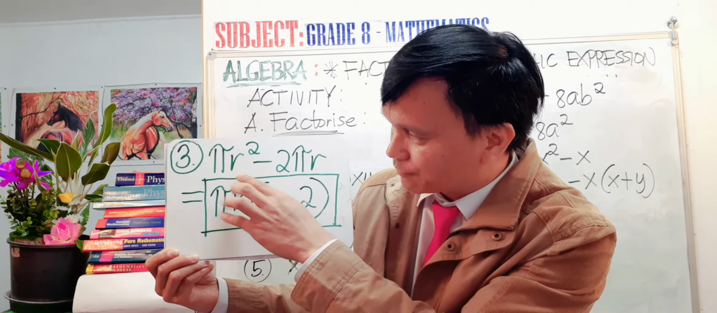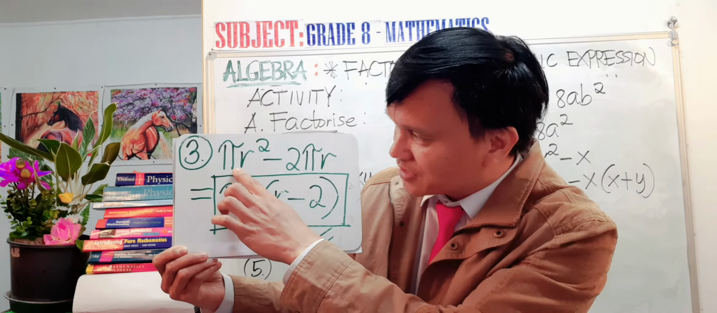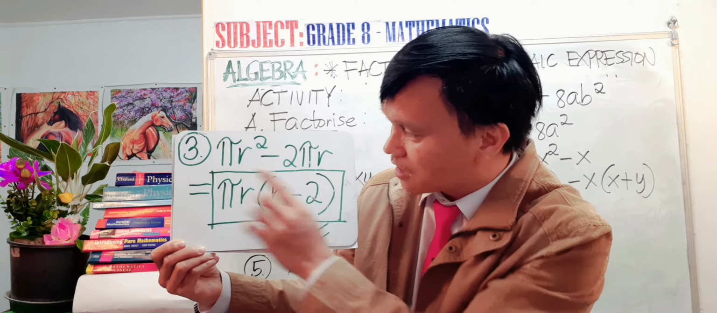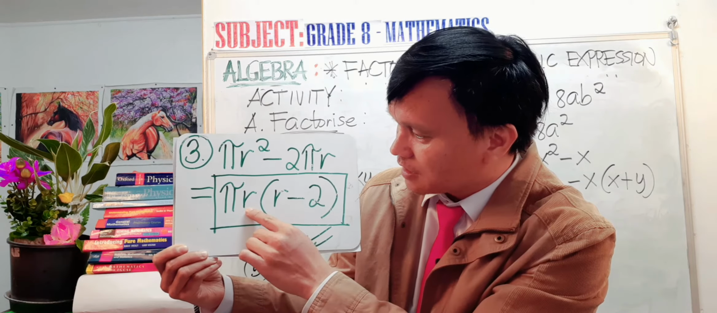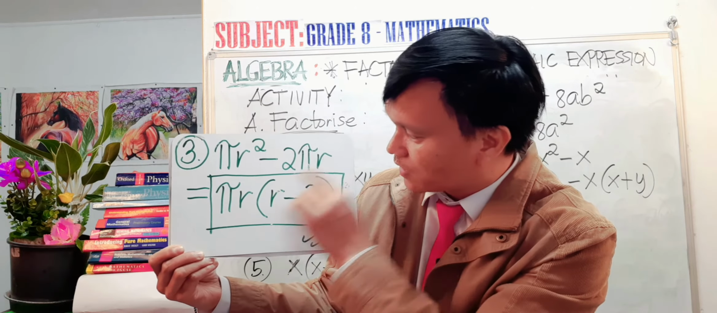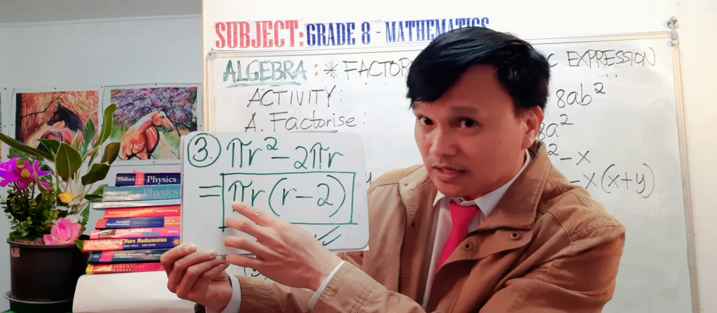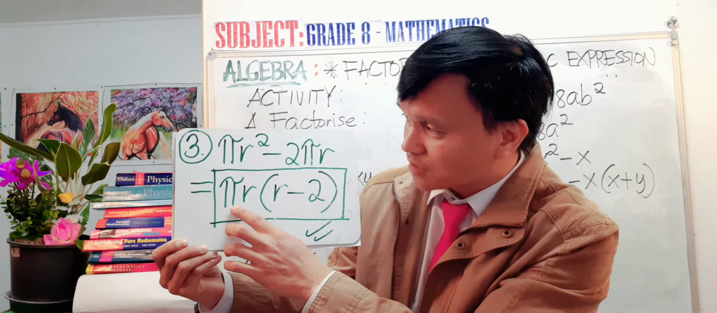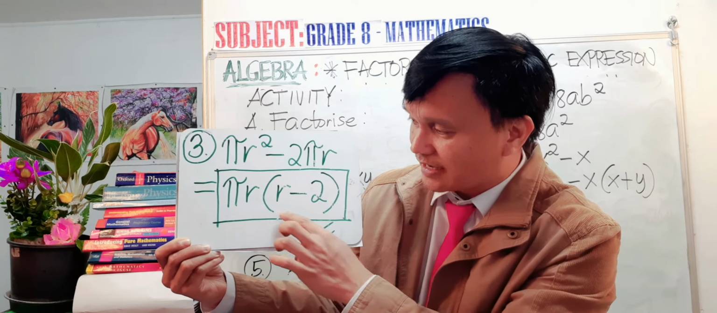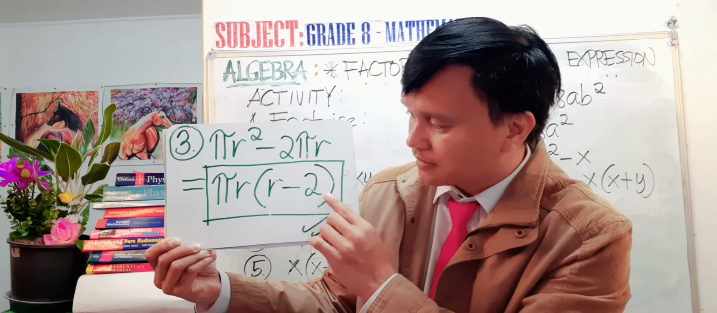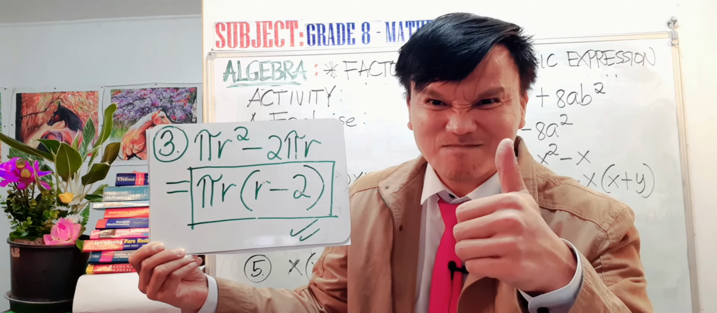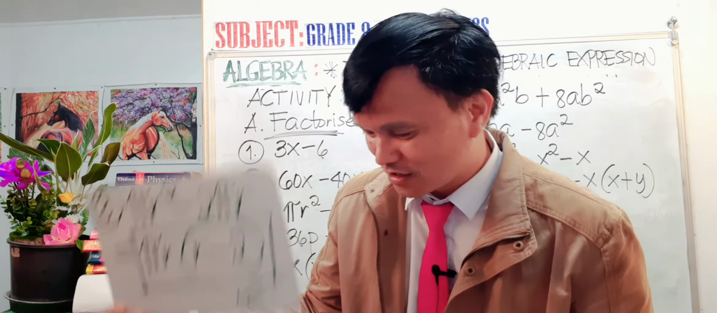So I have to take the common factor of each term and then put it outside. Pi is common. R is common. There are 2 r's in here, so I have to put 1 r, and then it's a common r. So the highest common factor of this given expression is pi r. Put it outside, and then we have r minus 2. You get it right? Perfect. Thank you for that one.